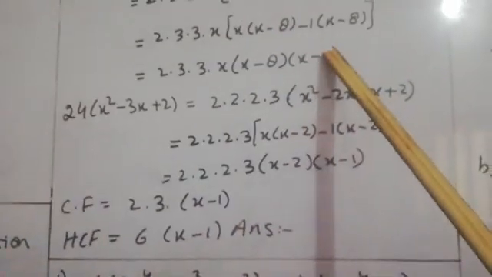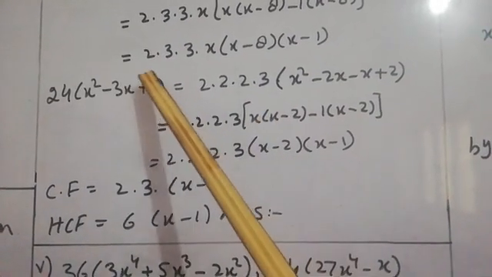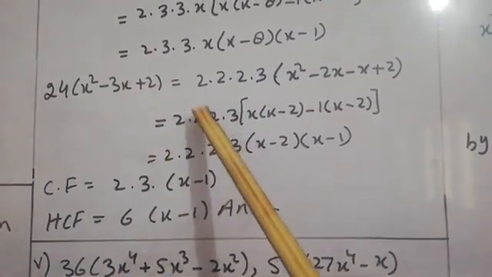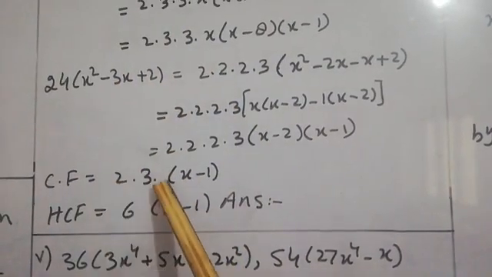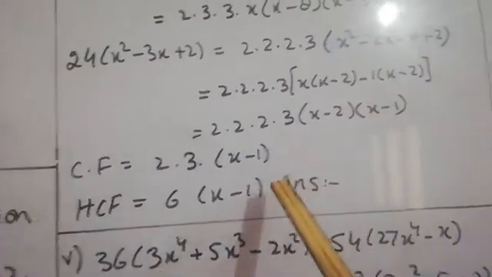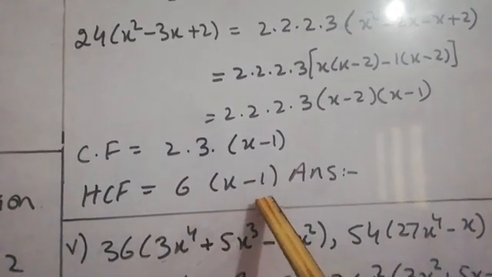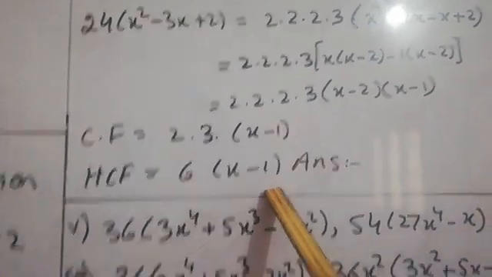Now you can see both factors, and now we will find the common factors. Here 2 is common and 3 is common. So we will write 2 into 3, and x minus 1 is the common factor. So write all the common factors and then we will find the product. 2 3s are 6, 6 into x minus 1. This is the HCF of this expression.